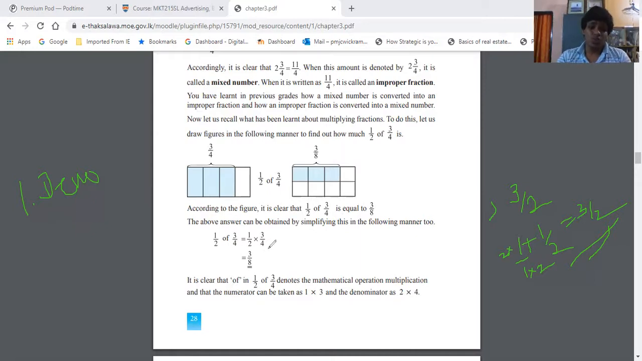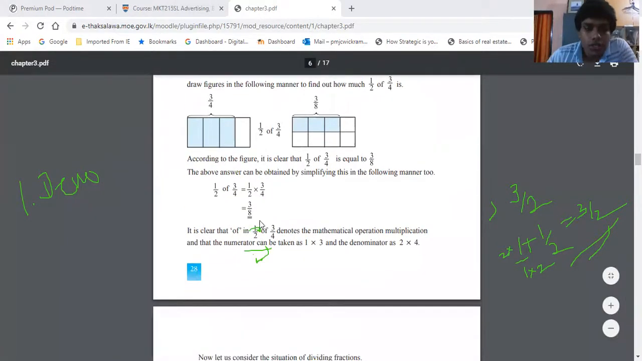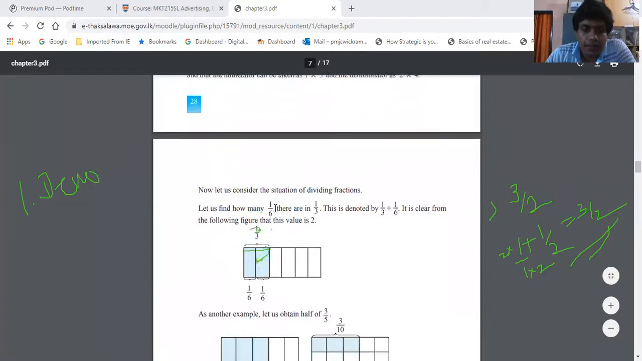But when it comes to multiplication, half of 3/4 can be multiplied straight away. 1 into 3, 1 into 4. Multiply the numerators, you will get 3. Multiply the denominators, you get 8. It's very simple. For addition and subtraction, the denominator should be the same. For multiplication and even division, you don't need it.